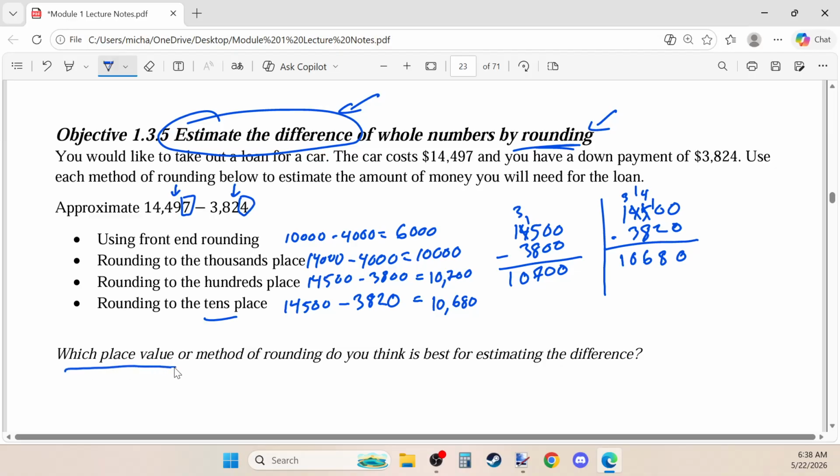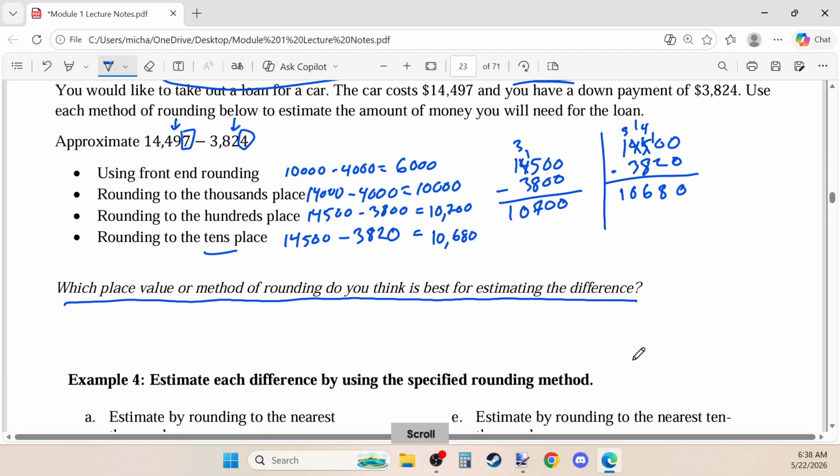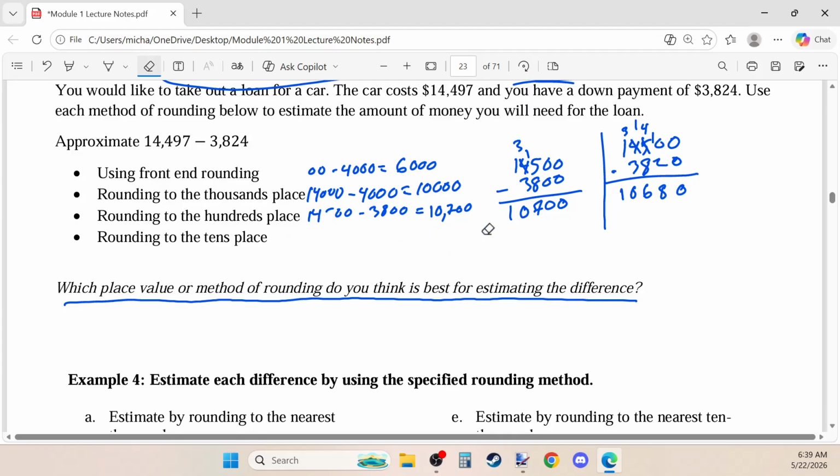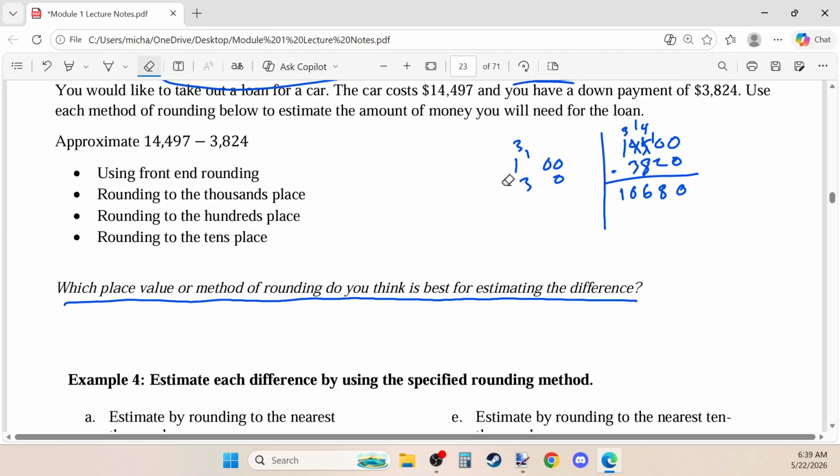And it says, which place value or method of rounding do you think is best for estimating the difference? That really depends on what you're trying to do. The smaller the places that you're rounding to, the more accurate your estimation will be, but also the less time you save. There are two big reasons to do estimations. One is because the problem is complicated and you want to save time. You don't need an exact answer, you just need something that's close enough. That's one reason you might estimate.